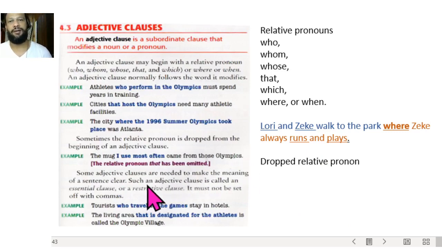One other type of adjective clause that we will see is that where the relative pronoun that is omitted. For example, the mug I use most often came from those Olympics. Instead of saying the mug that I use most often came from those Olympics. You see?